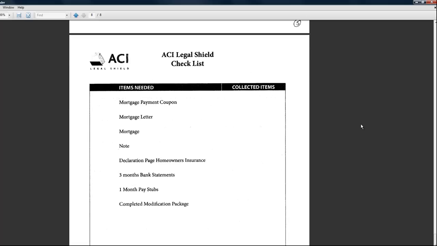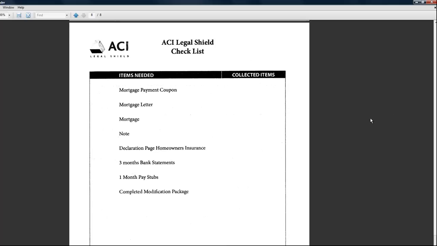I've done this in the middle of the process really to help you, because at this stage of the game you should be looking in there. Did you get a mortgage payment coupon? Do you have a letter from the mortgage company? Do you have any other letters from the mortgage company? Is there any notes that you'd like to put on it? Do you have the declaration page for the homeowner's insurance? Do you have 3 months bank statements? Do you have 1 month pay stubs? And have you completed the modification package?